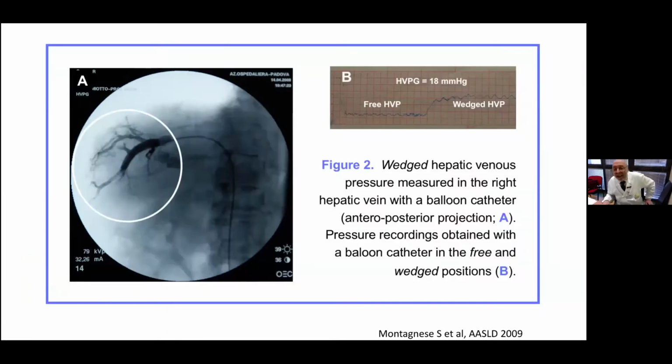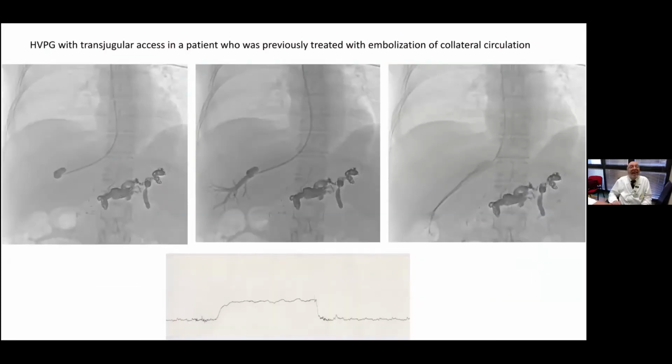Here is another example of a patient with a balloon technique inserted from the femoral vein. You see what you may expect. This is another case made with a transjugular approach. You see the catheter that comes from above. And it's a patient who was previously treated with an embolization of collateral circulation.